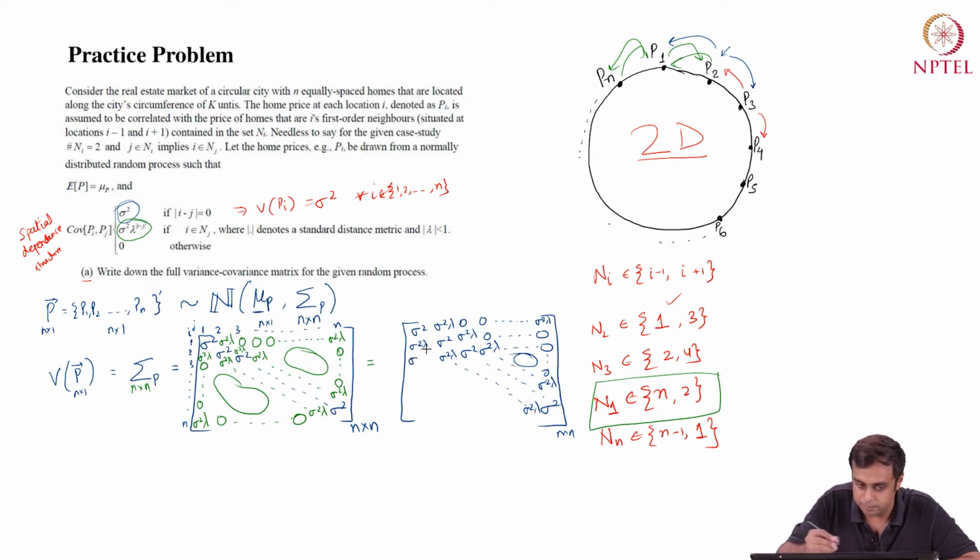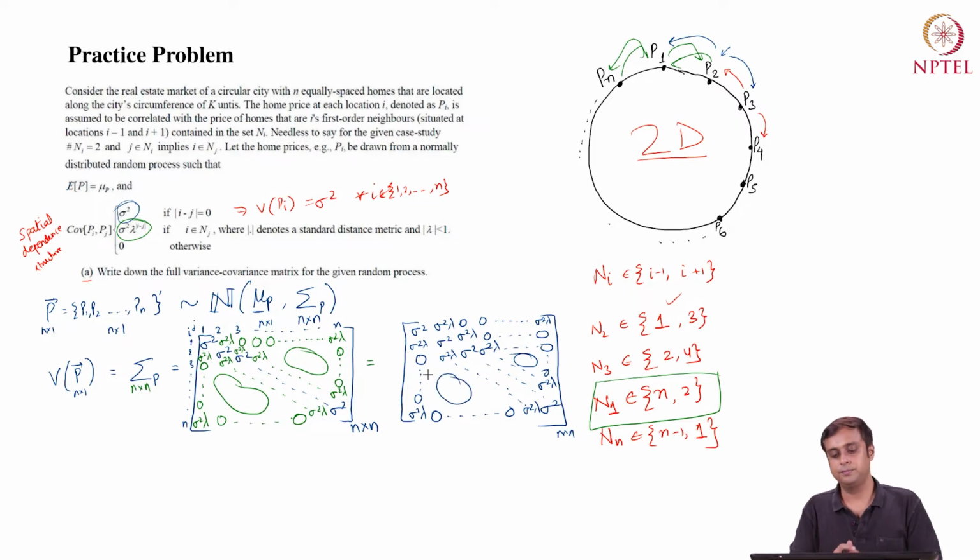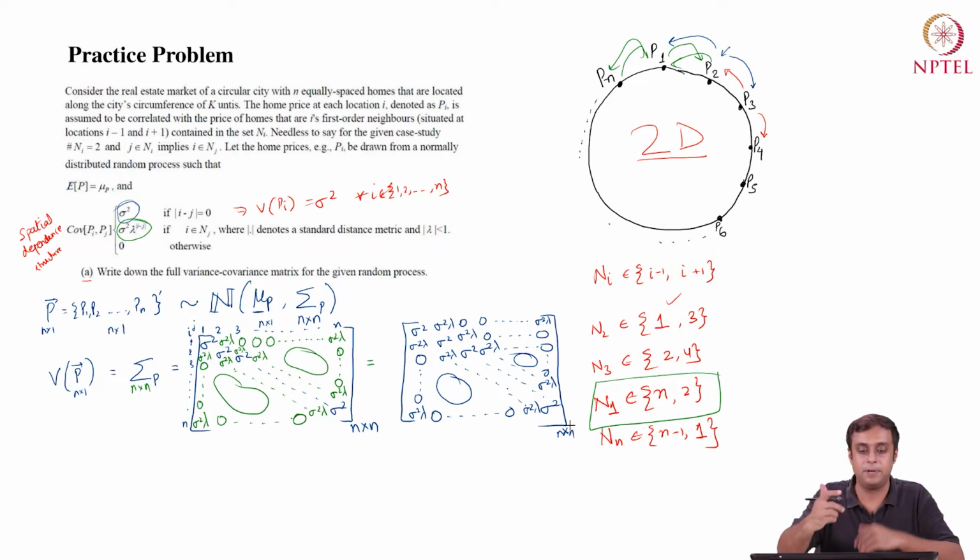So I'm just going to fill them in. I'm going to have 0, 0, and then sigma squared lambda. I hope this is absolutely clear. So you should definitely write this out by yourself so that it becomes very clear what is going on here. So now we have this spatial dependence structure condensed in this n by n matrix sigma. So let's take the next step.